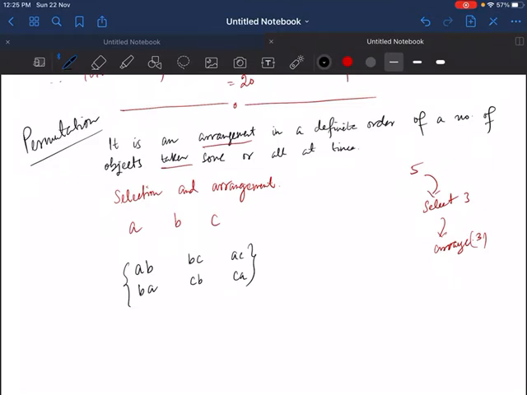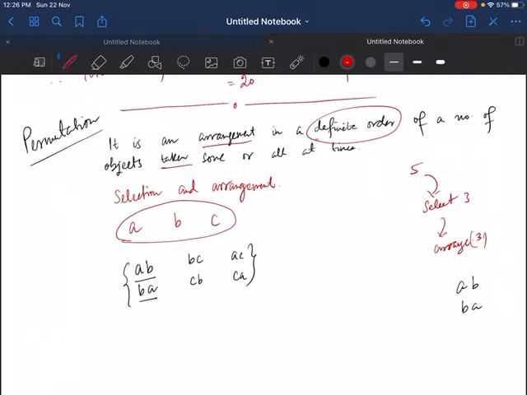Here it is an arrangement in a definite order. Definite order means AB and BA are not the same. The order is important. When you place A in front of B, that is not equal to when B is placed in front of A. So the order is important. Arrangement in a definite order of a number of objects. So of the objects A, B, C I am arranging, taking some, here 2 at a time, or all at a time.